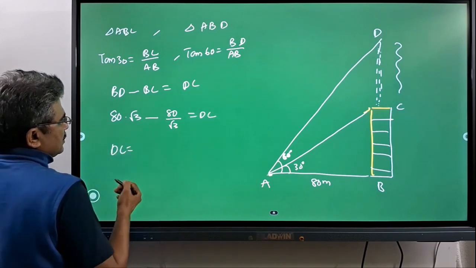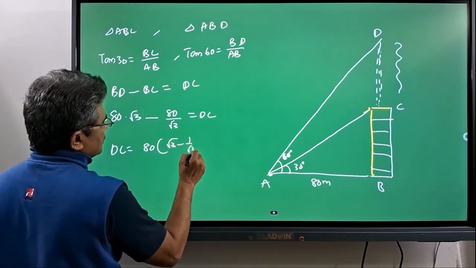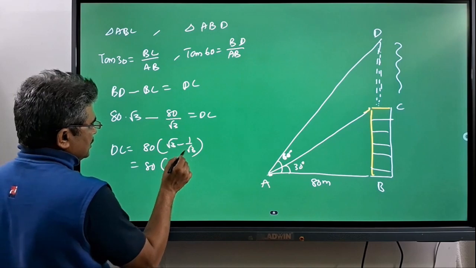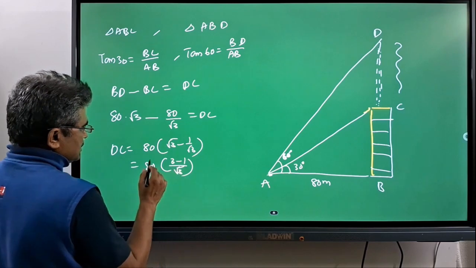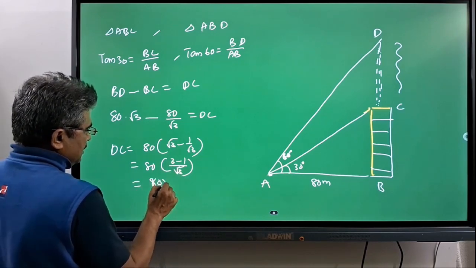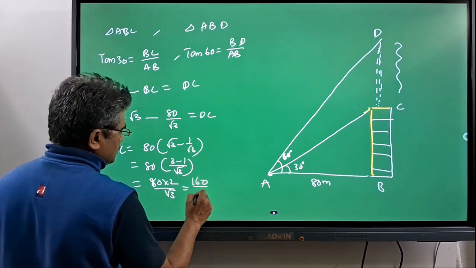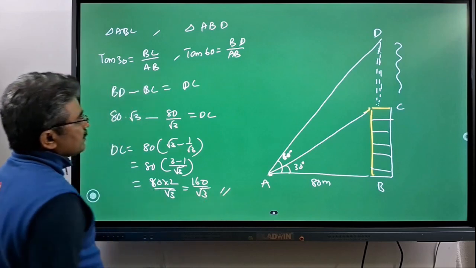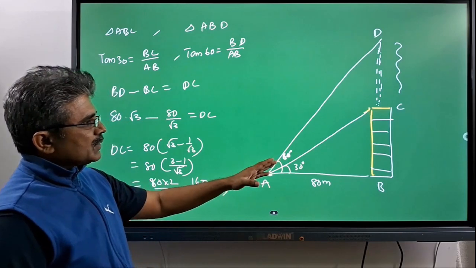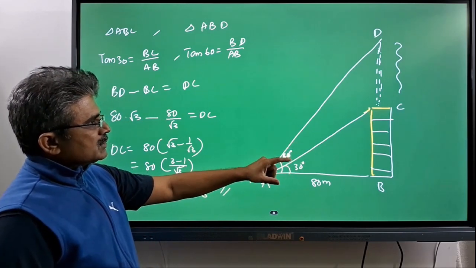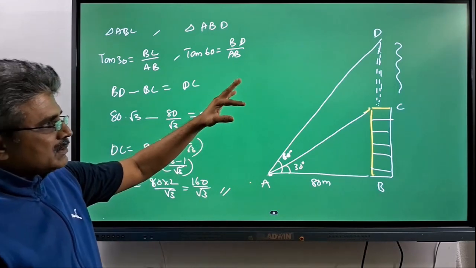So DC is equal to, bringing 80 as common, root 3 minus 1 by root 3. By taking the LCM, root 3 into root 3 will give 3 minus 1 by root 3. So it is 2. 80 into 2 by root 3 is the value we got, that means 160 by root 3. Students, you can evaluate this for the precise calculation. So here we have two triangles, and by taking the relevant trigonometric ratios, we approach the distance that we want to find out, which is the unfinished tower height.